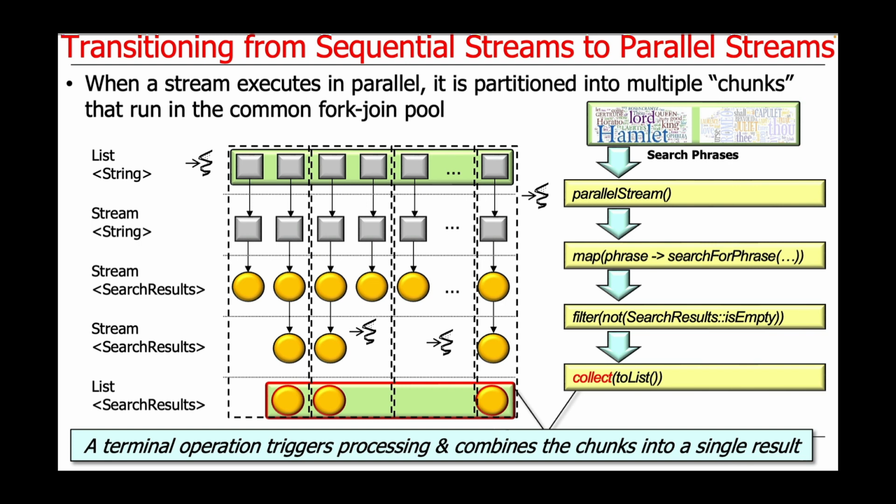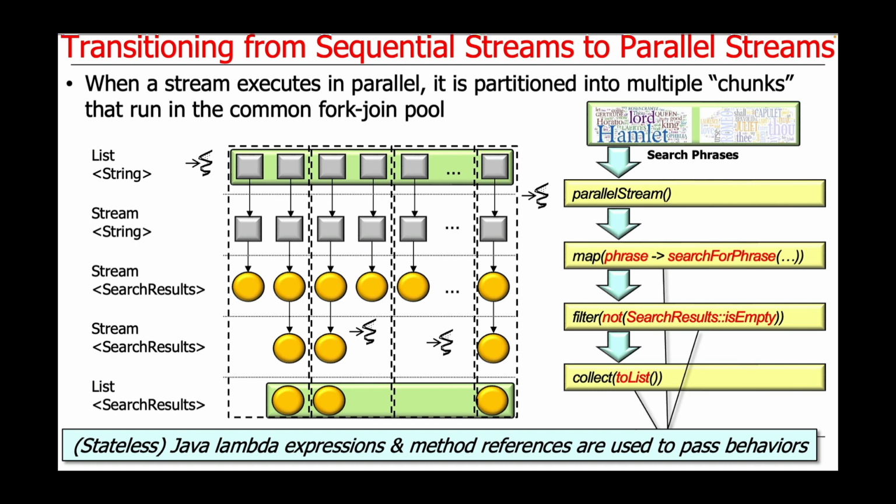So the final reduced result here is going to come back as a list, because we have a list of these things. And you'll also notice something else important here. Notice that the parameters that are passed here, like the search for phrase, which is a lambda expression, the not search results is empty, those are stateless. So there's no state that's being used there. The toList, of course, is stateful because it's collecting things into a list, but it occurs at the end. And so, as always, we try to make things as stateless as we possibly can. Can't always do that, but it's a good idea when you can.